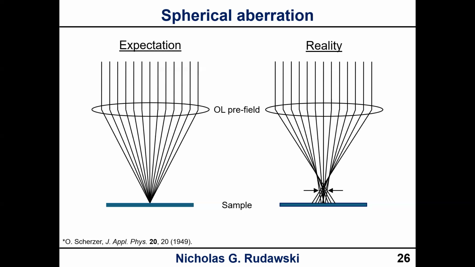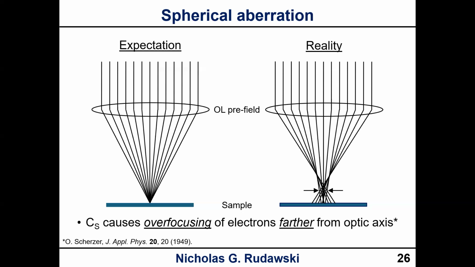What we see, though, is there's a plane of least confusion where we have kind of the tightest, what we call beam waist here, okay? This is what we typically use when we're actually imaging with an imperfect lens, right? Is we image using the beam waist, okay? And so again, this is what spherical aberration does. It causes an overfocusing of electrons that are traveling farther from your optic axis.